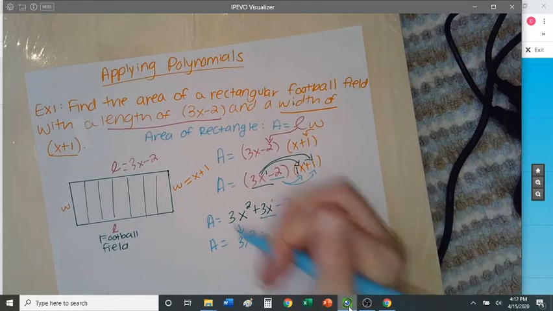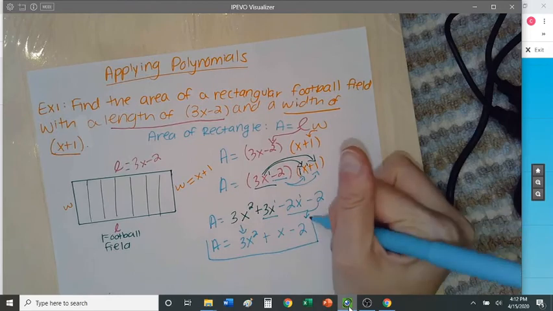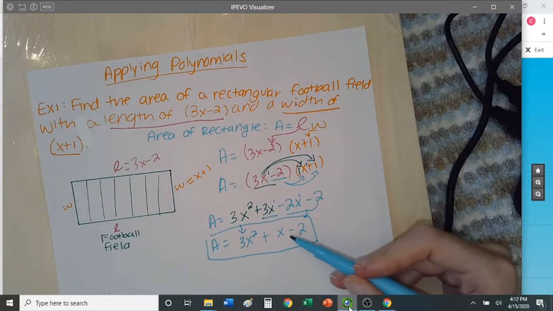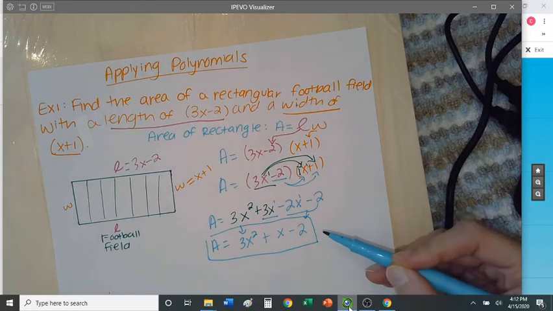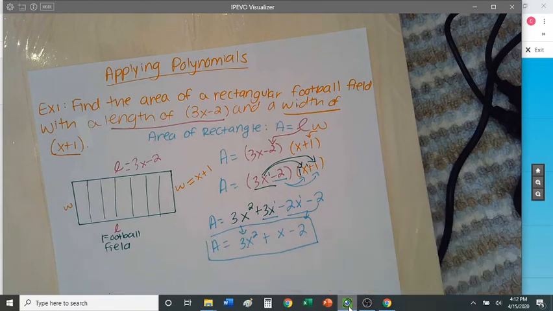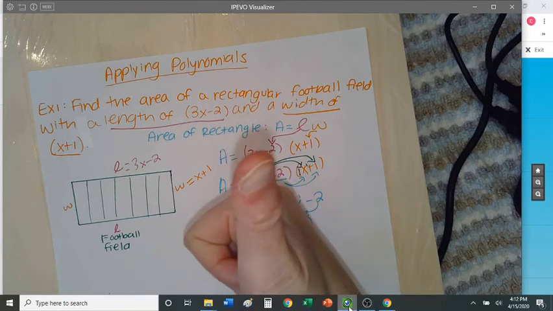So this is our area of the football field. I know that it doesn't really help us to know the actual area since we don't know x, but if you knew x, then you could easily find the area of this lovely football field. All right, so you have learned how to apply distributing polynomials, which is pretty awesome. Excellent work, everyone.